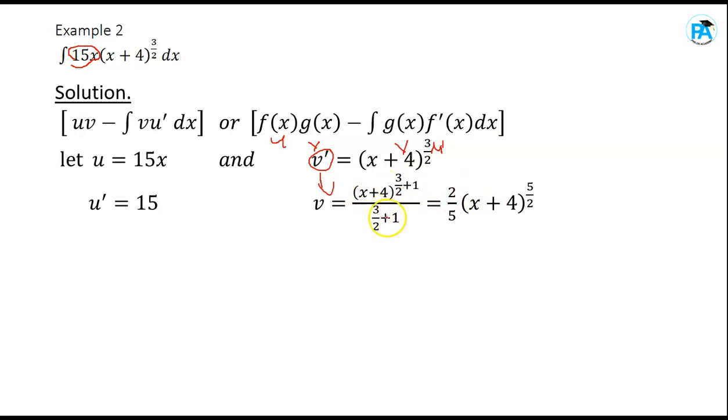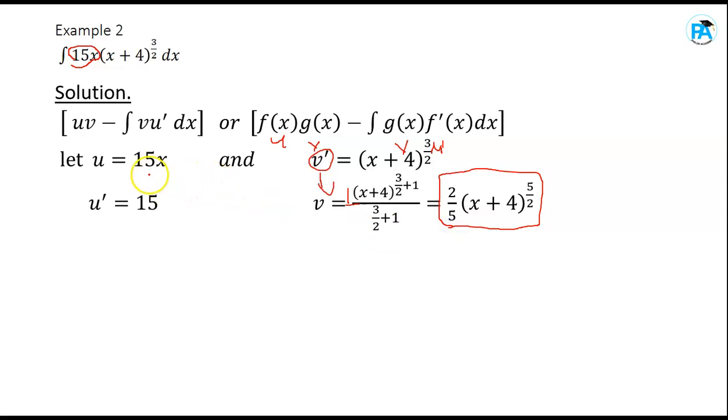So here too is 5 over 2. But you have 1 here. 1 divided by 5 over 2 gives you 2 over 5. That's why this place changed to 2 over 5. You know, 3 over 2 plus 1 is 5 over 2, so 1 divided by 5 over 2 gives you 2 over 5. Then you have your (x plus 4) all exponent 5 over 2. So this particular one is our v.